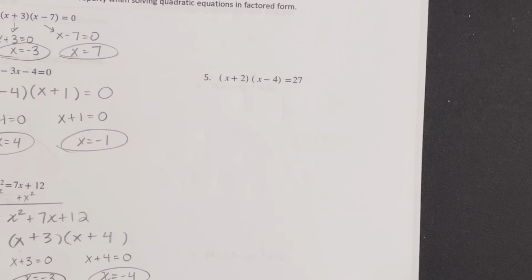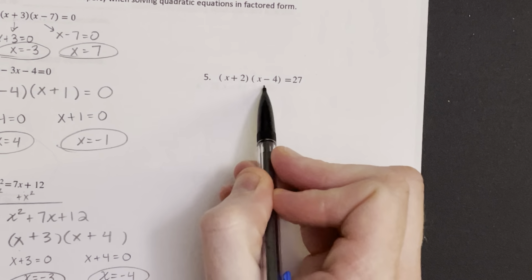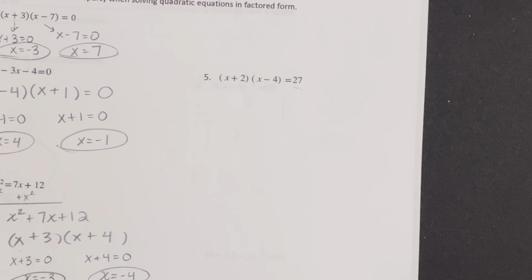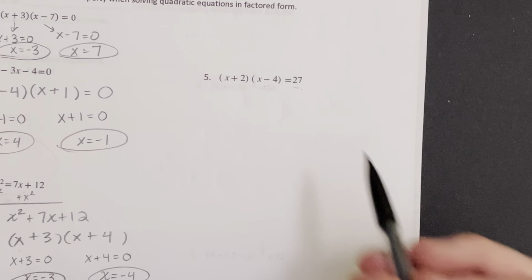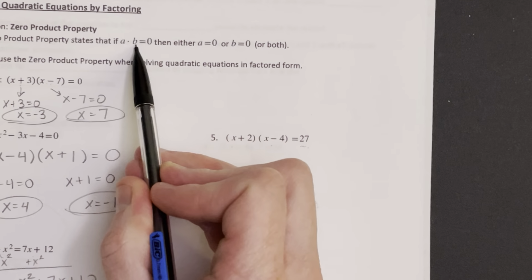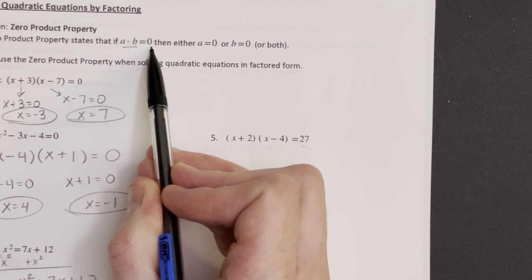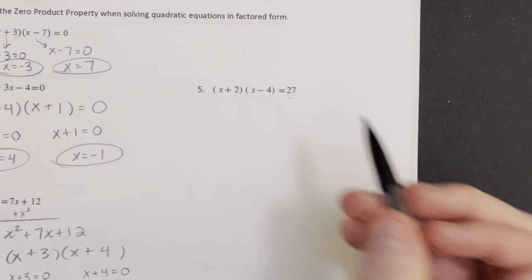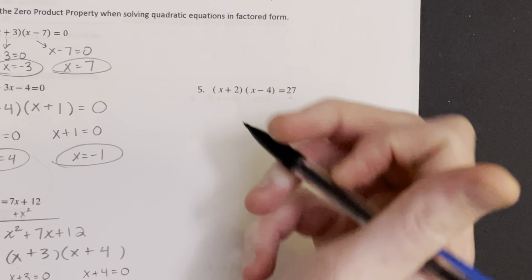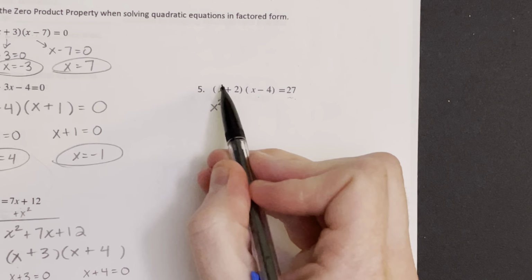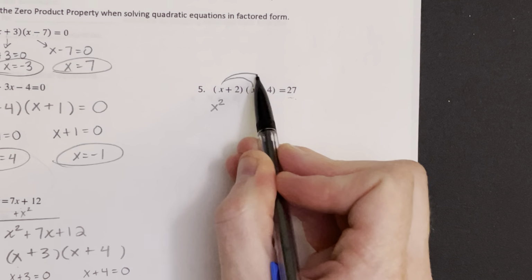Checking out number 5, it's still a product, something times something, but it's not equal to 0. We cannot use the 0 product property right now. We can only use the 0 product property if the product is equal to 0. So since I can't set it equal to 0, we actually want to redistribute this out. We're going to expand x plus 2 times x minus 4.